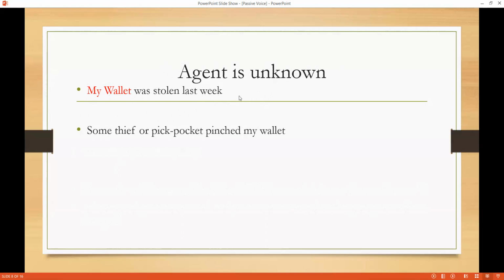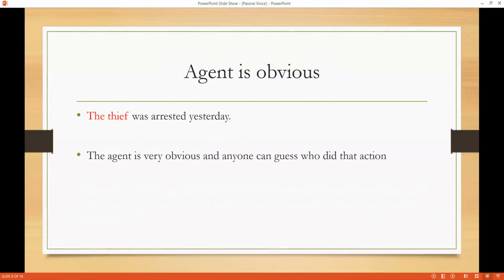This is in the passive. And once again, we have left out the agent. The reason here is that the agent is unknown. So we are focusing entirely upon the wallet because after all, that's most important to me, my wallet. So my wallet was stolen last week. All right, the third situation where we prefer the passive is where the agent is obvious.